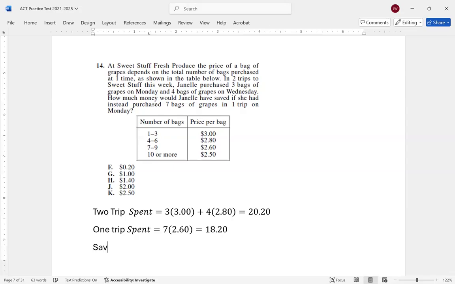So if we're asking how much she would have saved if she went in 1 trip, the amount that she would have saved is the difference, 20.20 minus 18.20, which is obviously $2. So she would have saved exactly $2 if she would have bought everything in 1 trip. And therefore the answer is J.